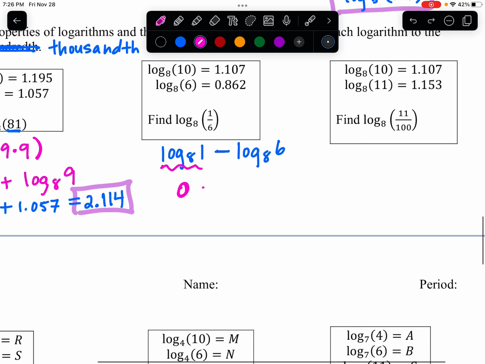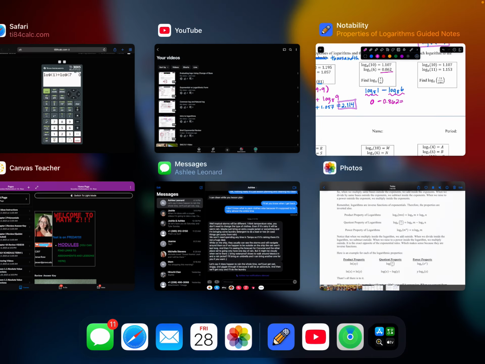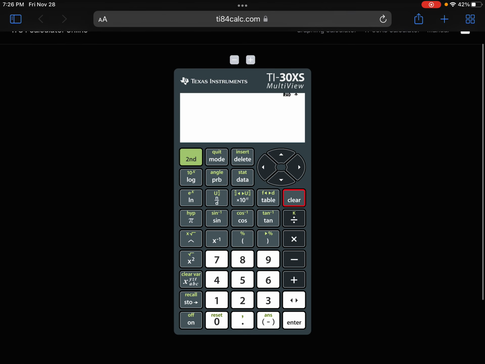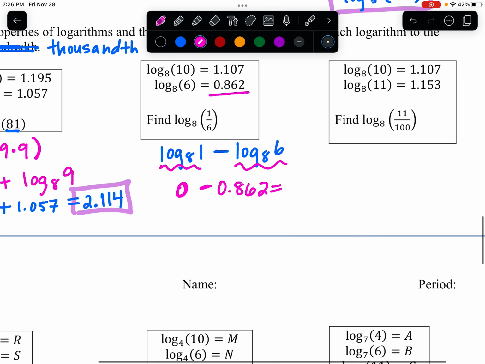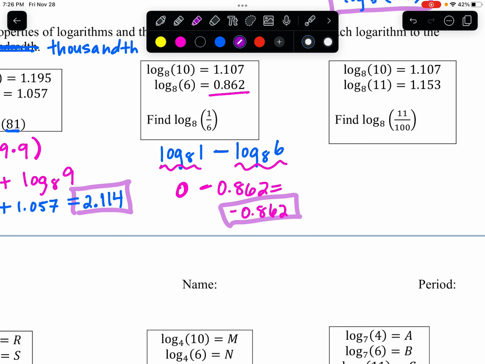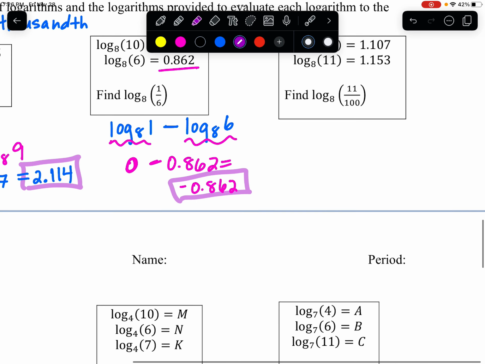Well, this right here is this, and that's going to equal something. I don't know what it is because I haven't done it yet. 0 minus 0.862. Oh my gosh, I'm a smart one. Duh. Yeah, and that's it.